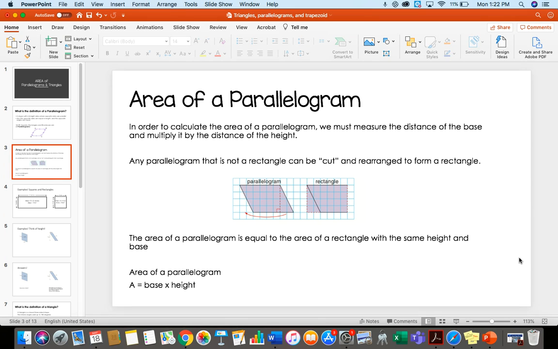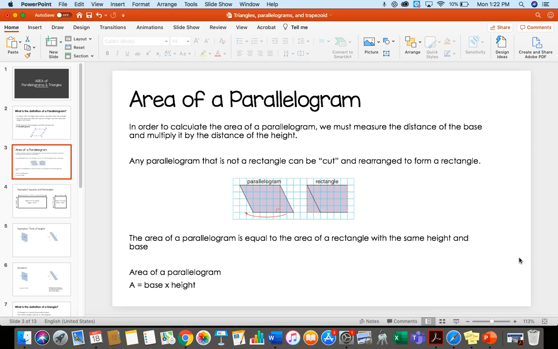So let's look over the area of a parallelogram. In order to calculate it, we must measure the distance of the base and multiply it by the height. You may be familiar with the term length times width, but in this case, we're just saying base times height.